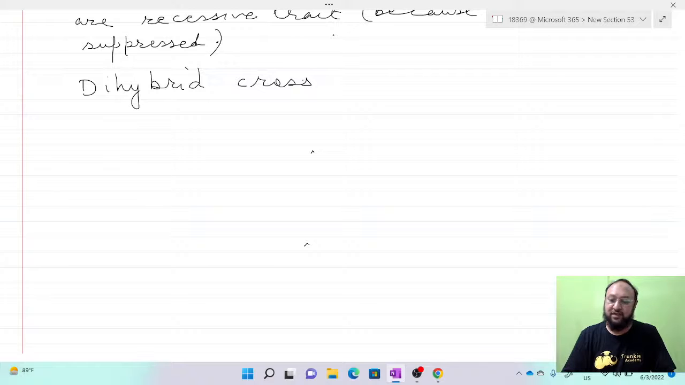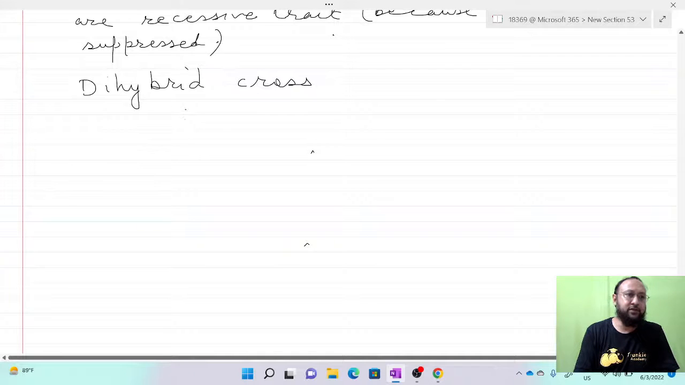That was his intention, to know this, and so he conducted a dihybrid cross, considering two characters. The cross between two plants having two pairs of contrasting characters is called a dihybrid cross. I already explained that and told you. Now we go to the experiment directly. So he took the dihybrid cross.